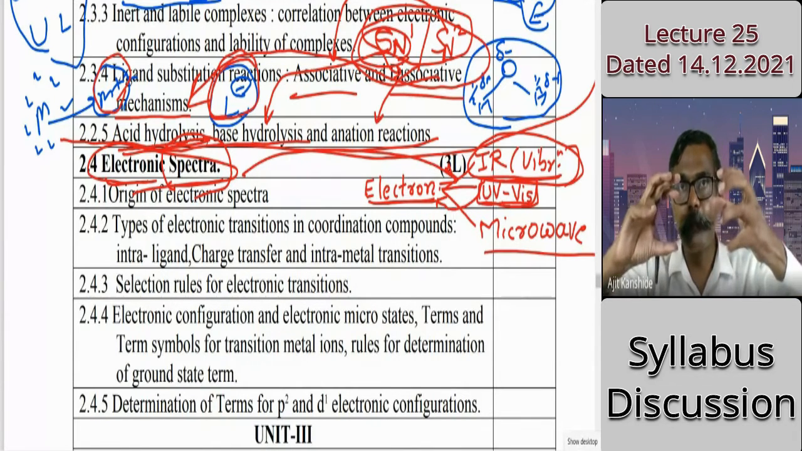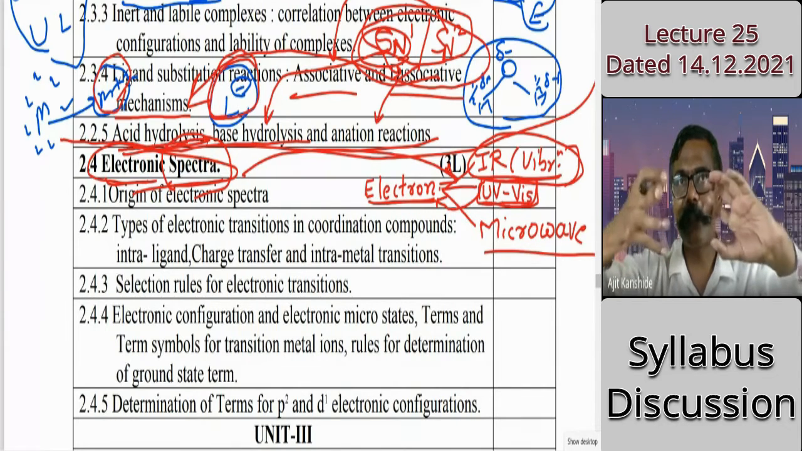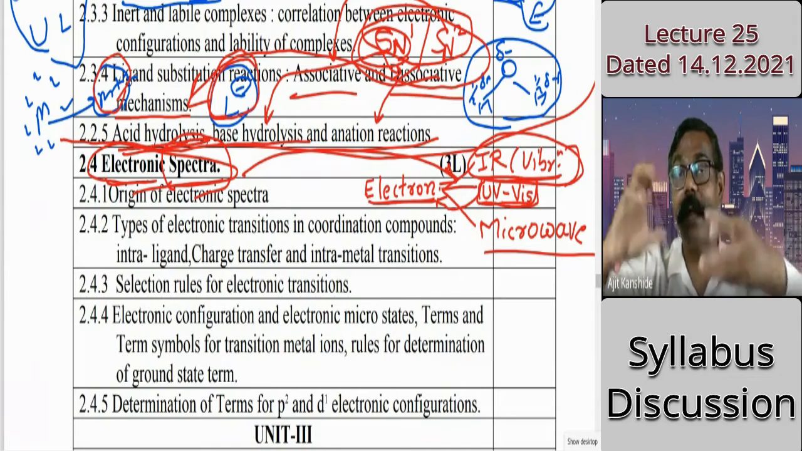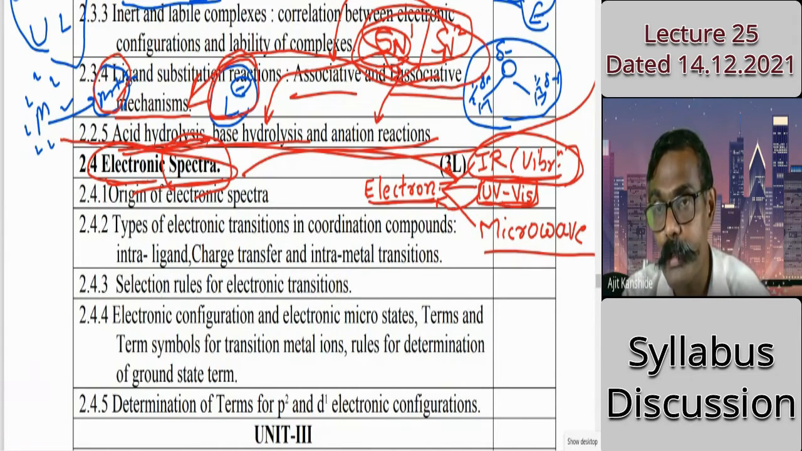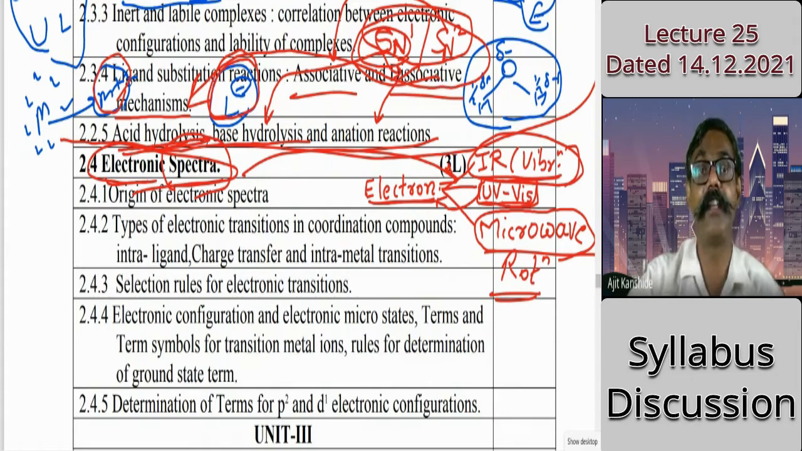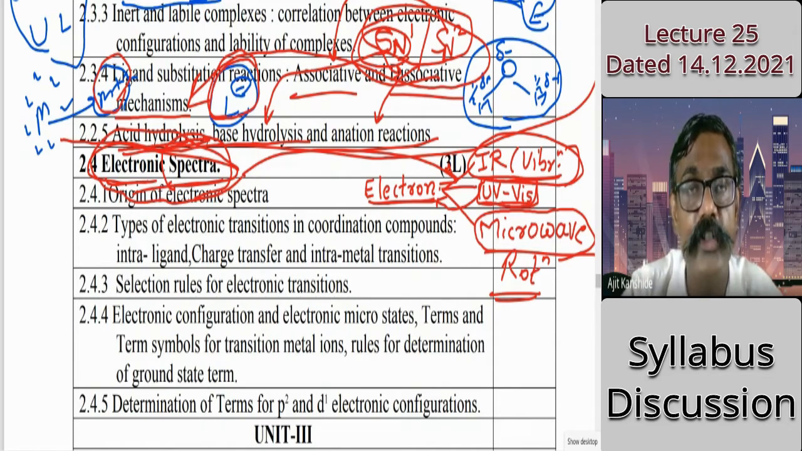And to rotate the molecule from one state to another, you need energy, and that energy lies in the microwave region. So that is called microwave spectra or rotational spectra. Rotational, vibrational, electronic, these are the types of spectra. Out of that we are discussing electronic spectra, especially related to coordination compounds.